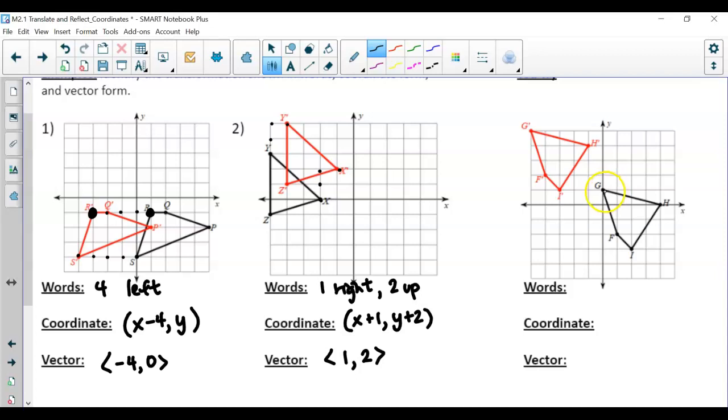And here we go. So let's say starting from G and ending here at G prime. We're going 1, 2, 3, 4 up, 1, 2, 3, 4, 5 to the left. So 5 to the left and 4 up. So that means coordinate form, we're subtracting 5, right, from our x coordinate. So x minus 5 and 4 up. So y plus 4, which means in vector form, this would be negative 5, 4.